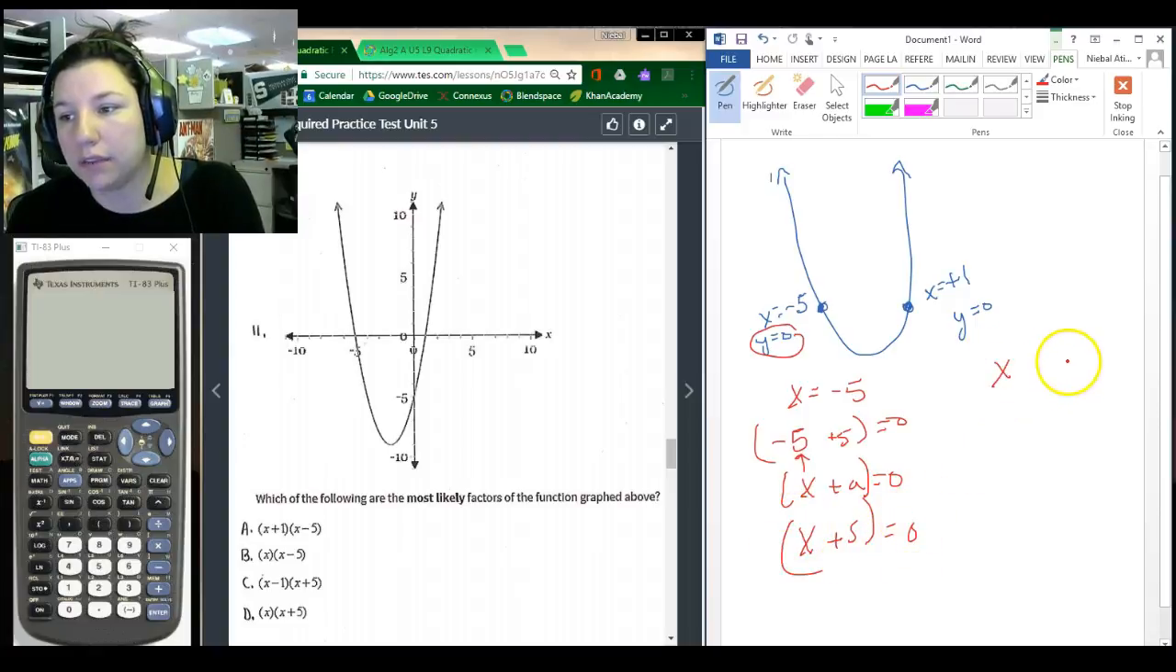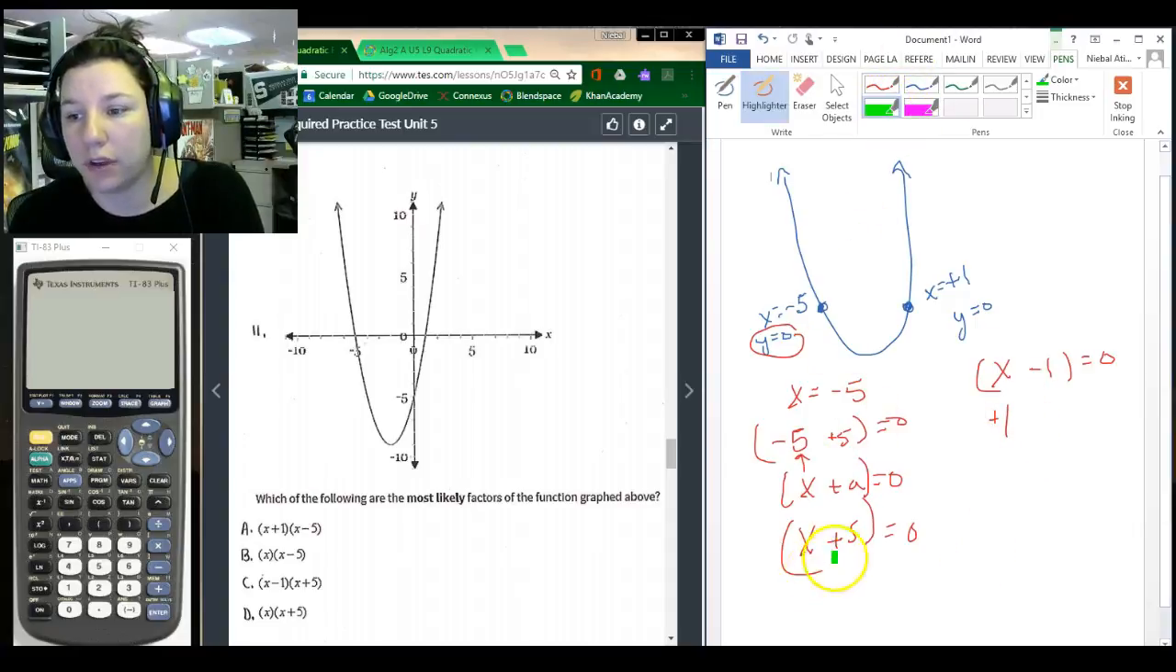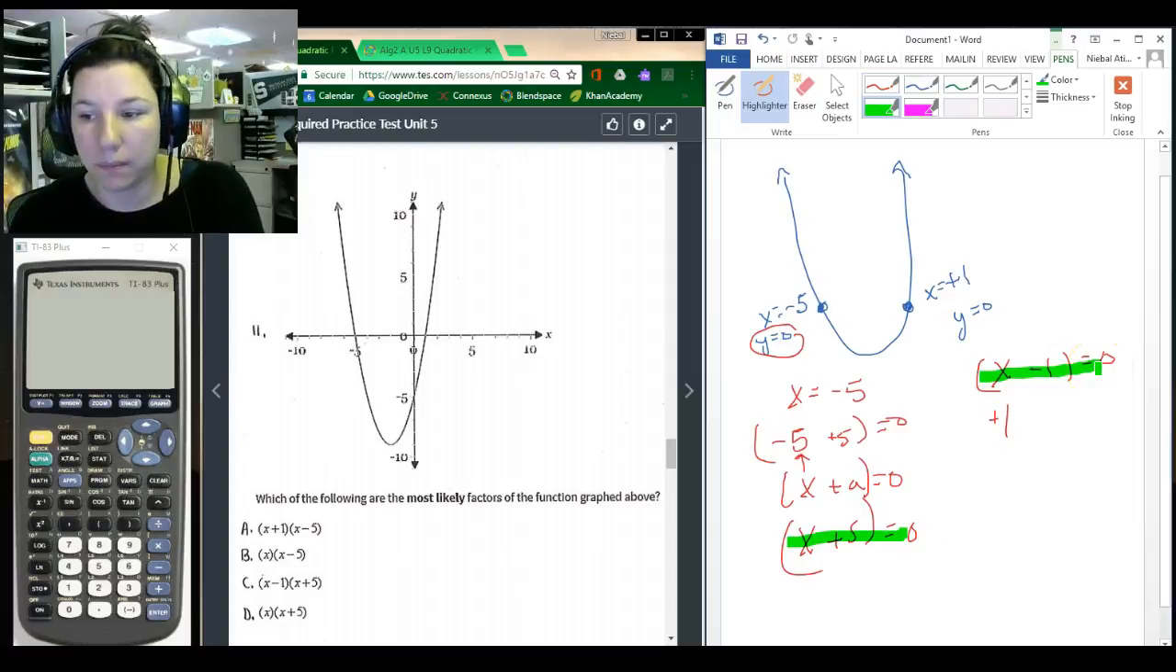And here we want x and some number to equal 0. Our x is a positive 1. So what does that other number need to be? A minus 1. So our factors are x plus 5 and x minus 1.